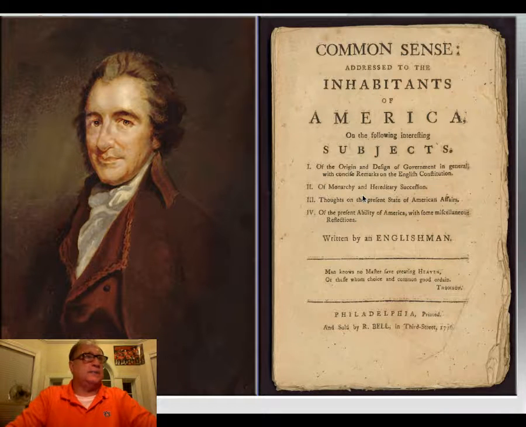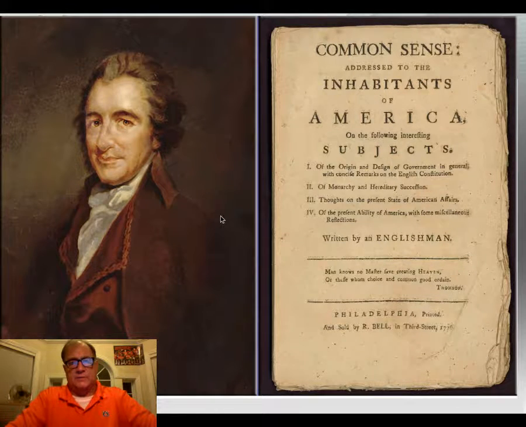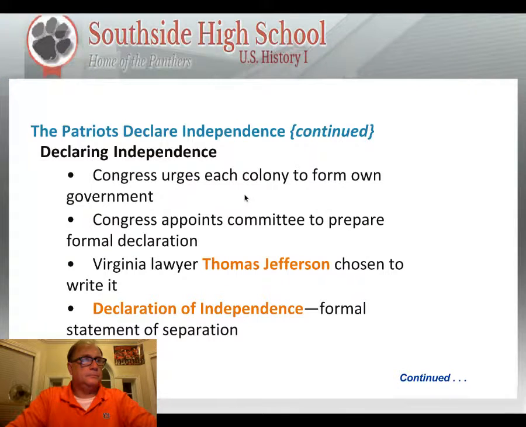Here's a copy of the actual pamphlet, Common Sense, and to the left you have Thomas Paine. Thomas Paine was an interesting character in that he was considered by most to be very radical.